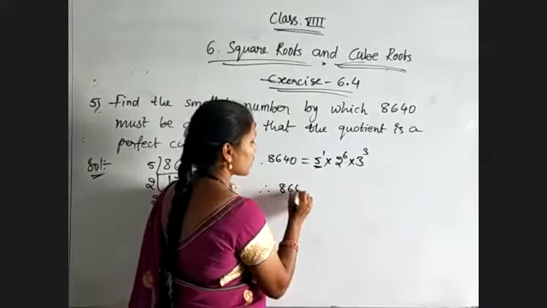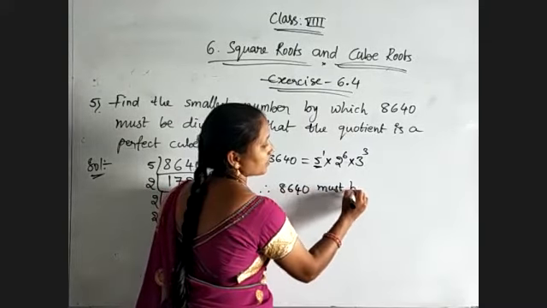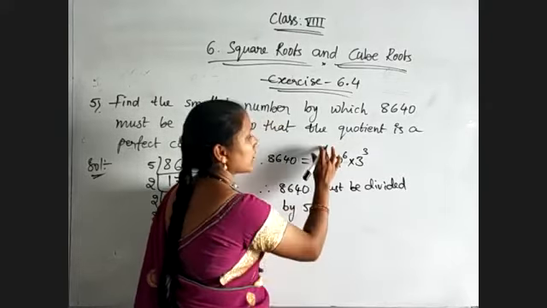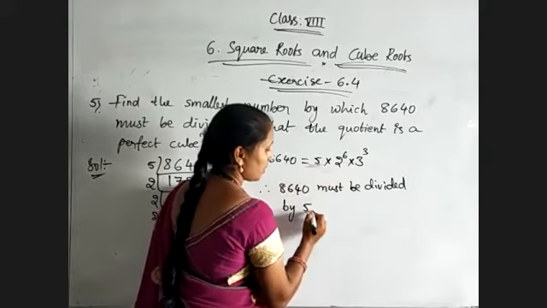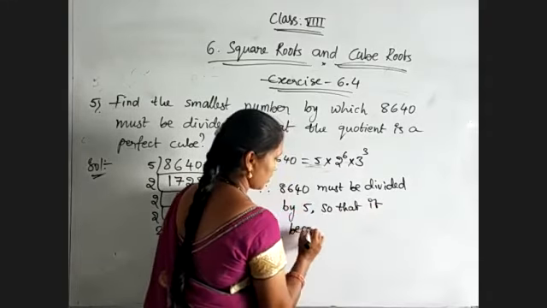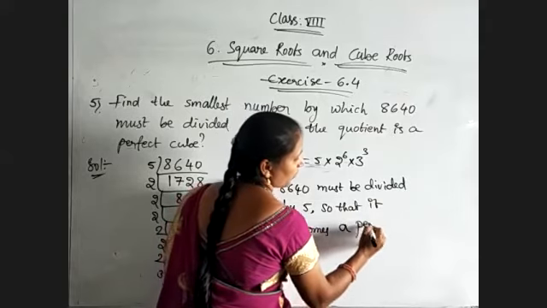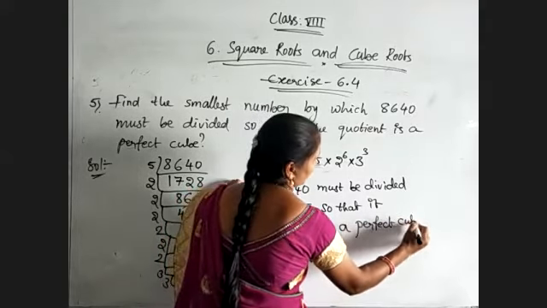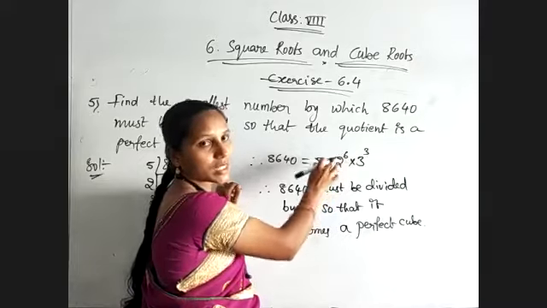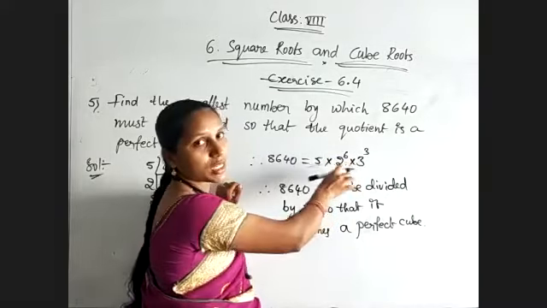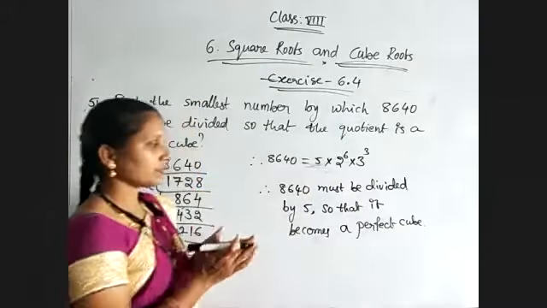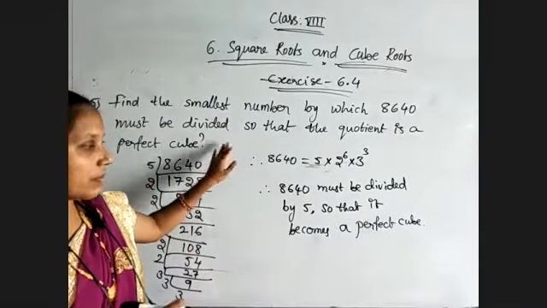Therefore, 8640 must be divided by 5 to the power of 1, that is nothing but 5 only, so that it becomes a perfect cube. 2 square whole cube we will get, that is 4 cube into 3 cube, 4 threes are 12 cube. 12 cube we will get, the perfect cube, while dividing by 5. But they did not ask what the resultant number is, so no need to do that.